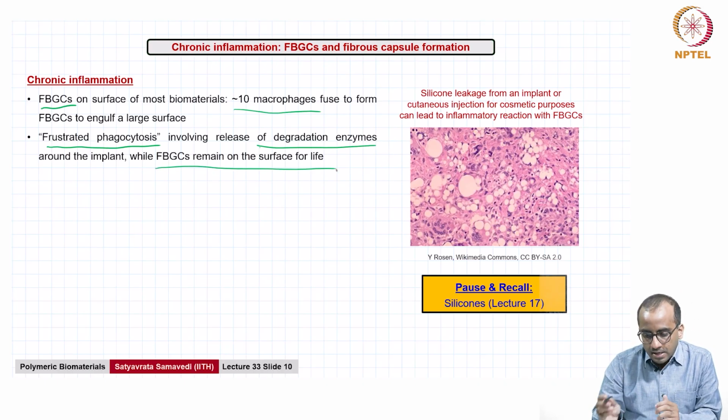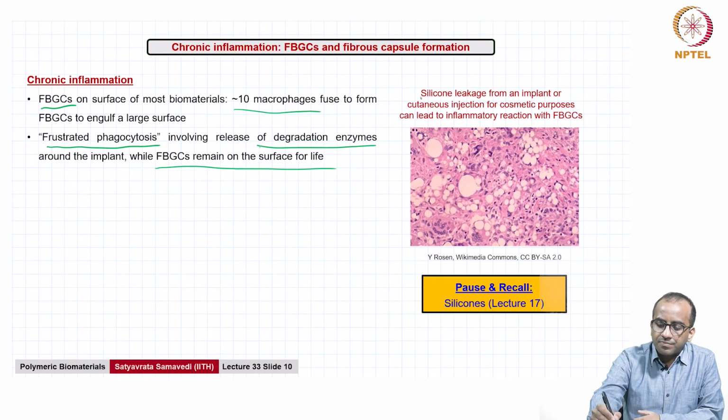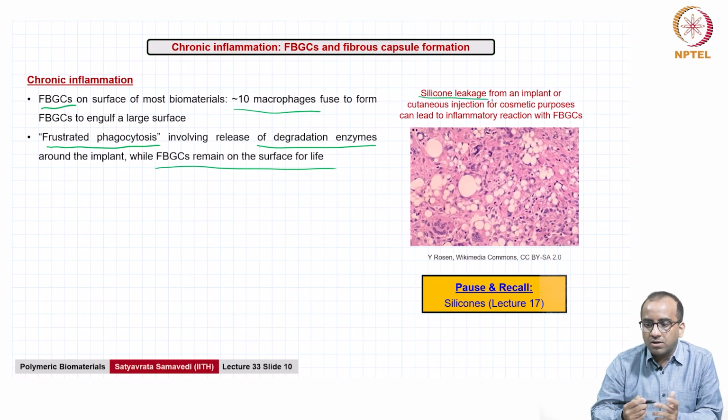for life. And shown here is an image from silicone leakage from an implant or cutaneous injection for aesthetic or cosmetic purposes, leading to inflammatory reaction with foreign body giant cells. So the white big round circles that you see are likely the silicone, and you see that there's a lot of multinucleated foreign body giant cell activity around these, and that is typically problematic.